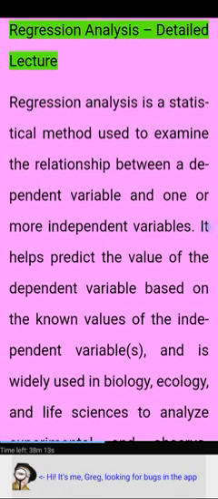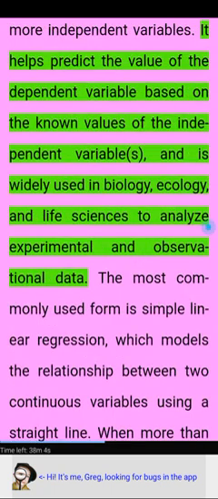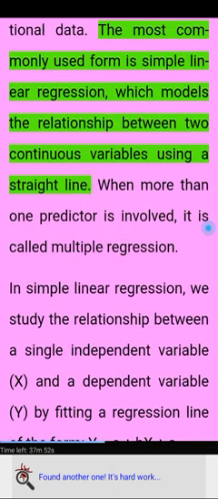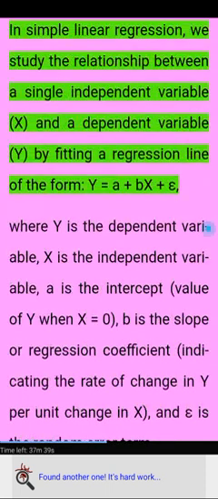Regression analysis, detailed lecture. Regression analysis is a statistical method used to examine the relationship between a dependent variable and one or more independent variables. It helps predict the value of the dependent variable based on the known values of the independent variables, and is widely used in biology, ecology, and life sciences to analyze experimental and observational data. The most commonly used form is simple linear regression, which models the relationship between two continuous variables using a straight line. When more than one predictor is involved, it is called multiple regression.